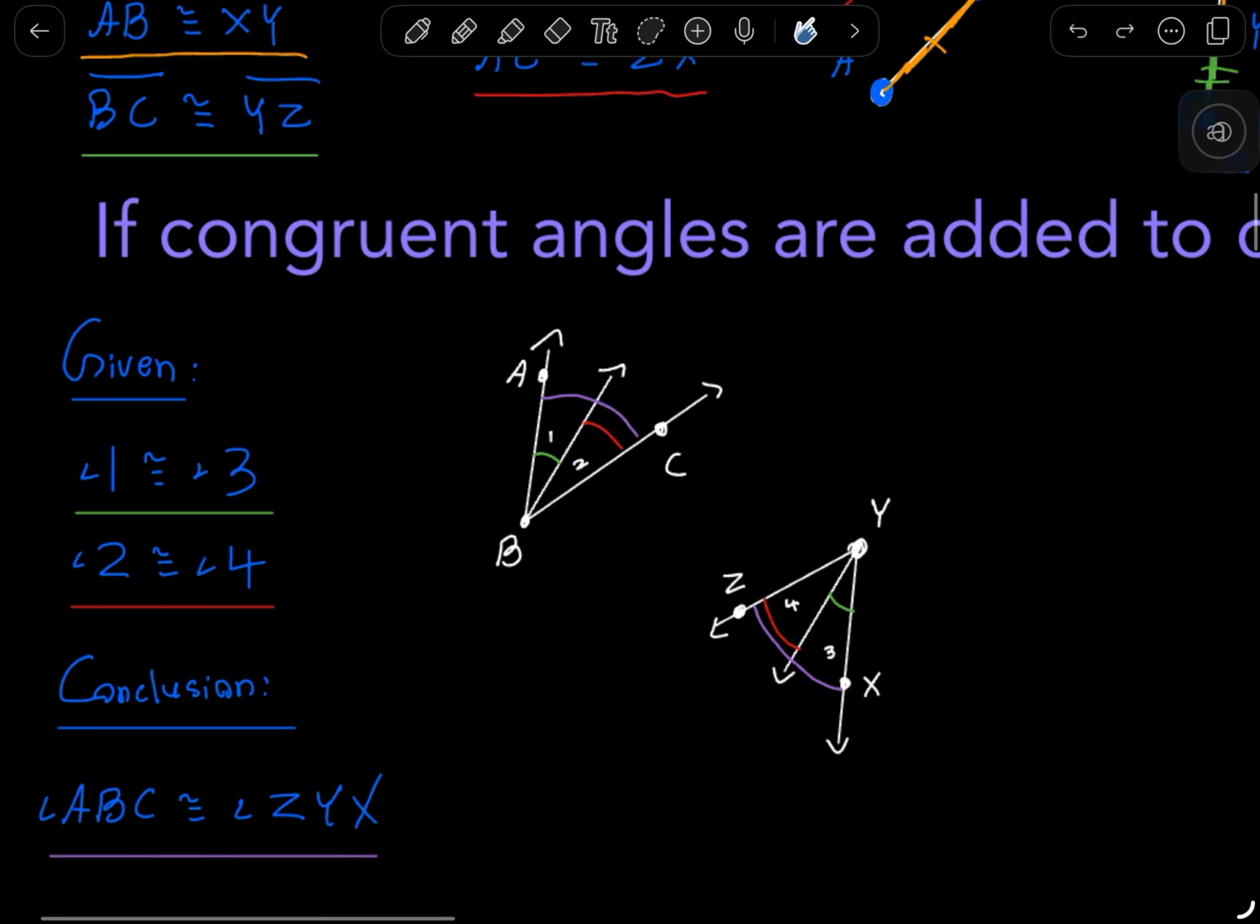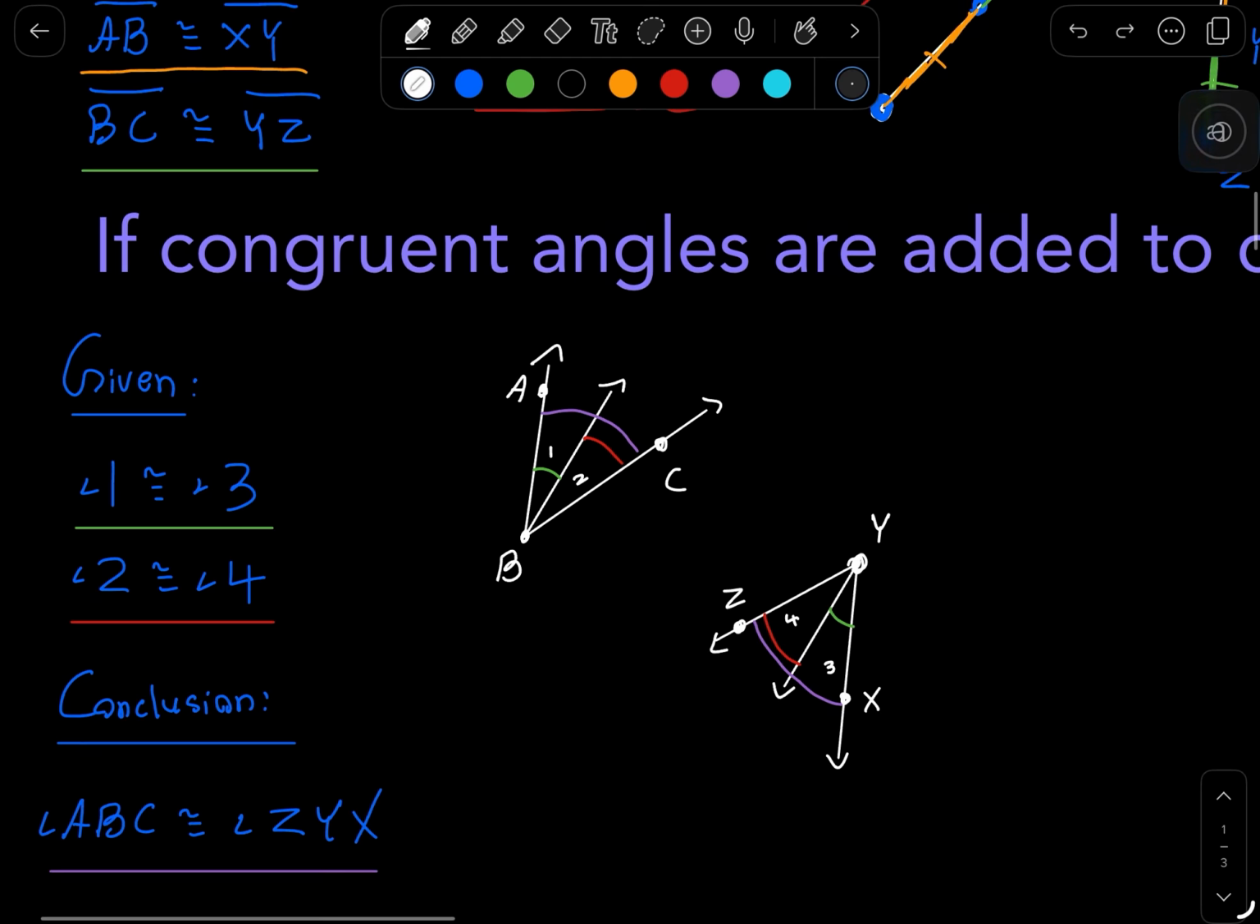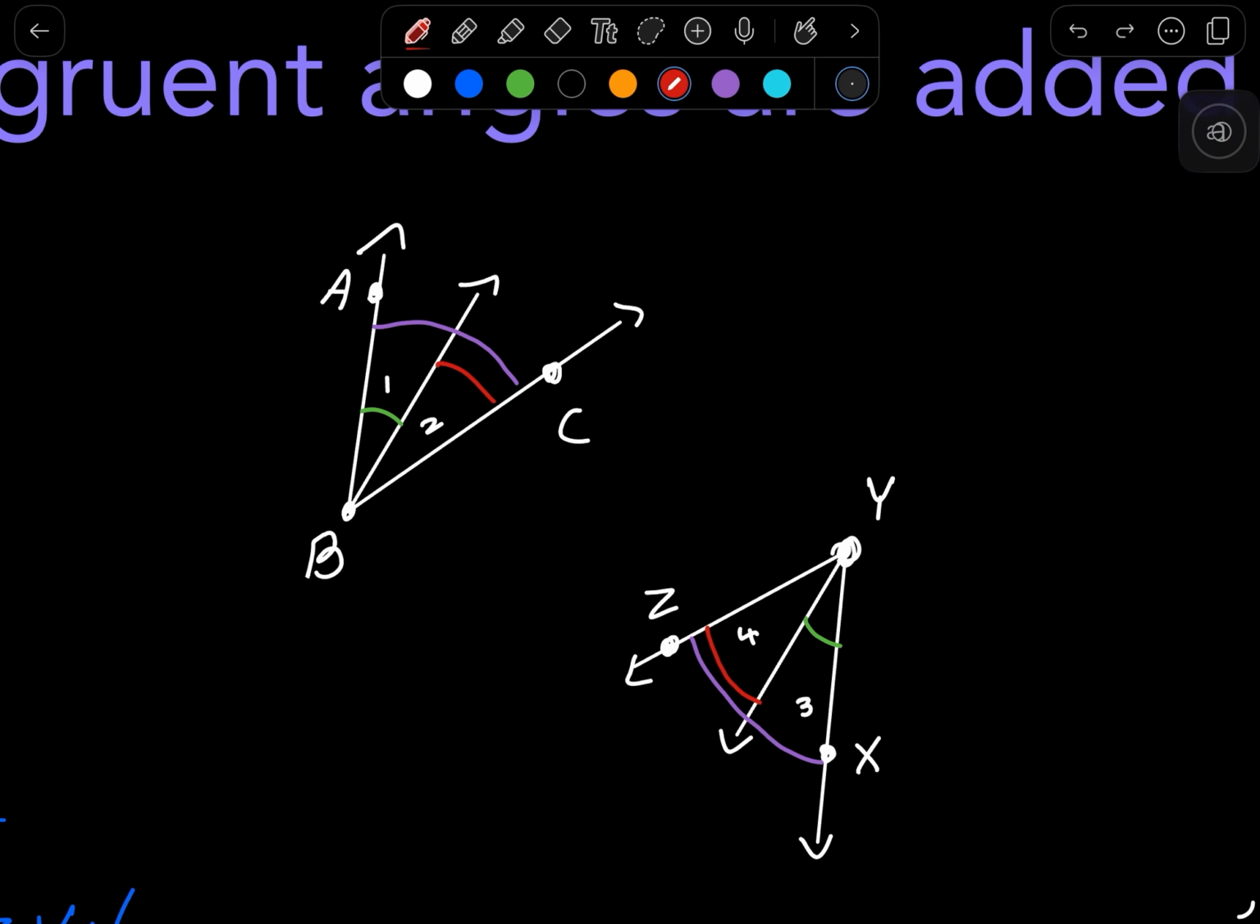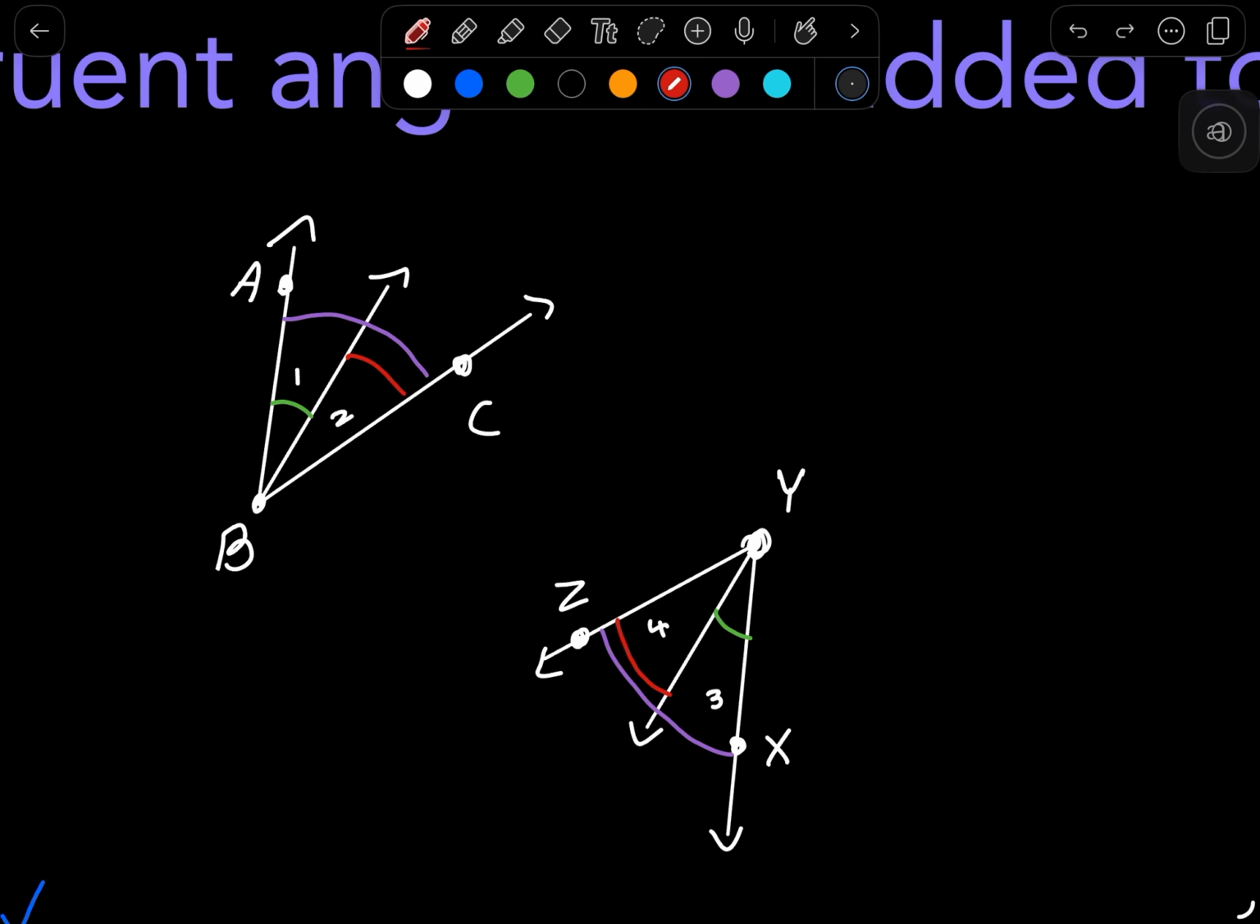Similar logic for angles. Once again, if you're given that the green angles and the red angles are congruent to each other, you can conclude that the purple ones are going to be equal, because we're adding pairs of congruent angles to each other. So 1 and 3 are equal, 2 and 4 are equal. You add those together, you get the same overall sums. This is going to be equal to this.